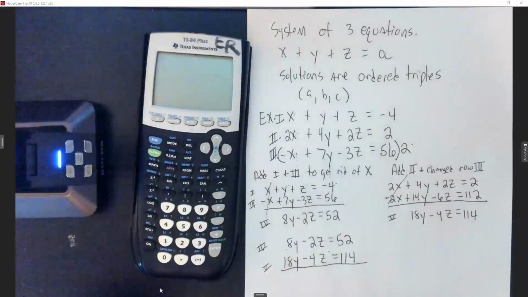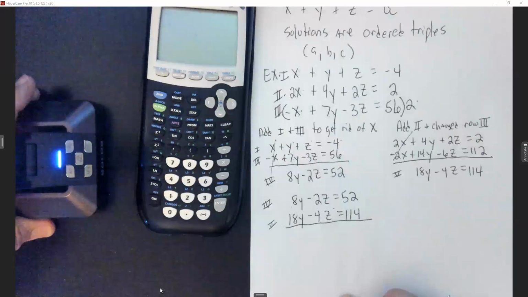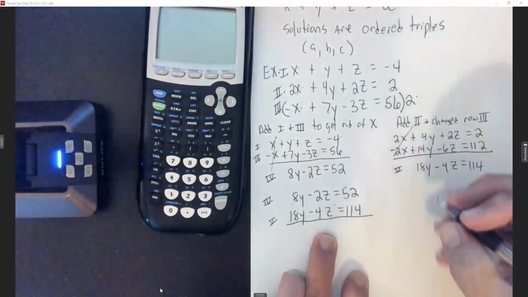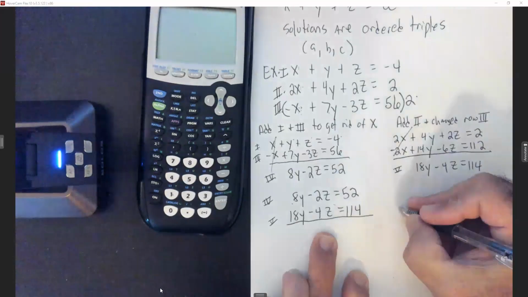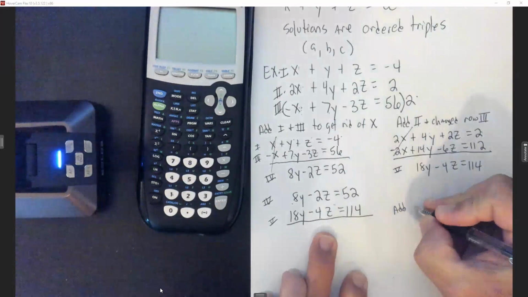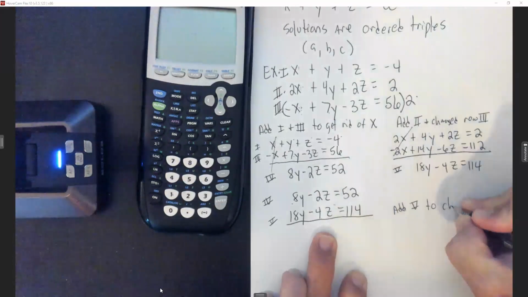And y'all, I'm going to be picky. I'm going to eliminate the z's on this one. Okay? So what I'm going to do is add 5 to a changed 4.